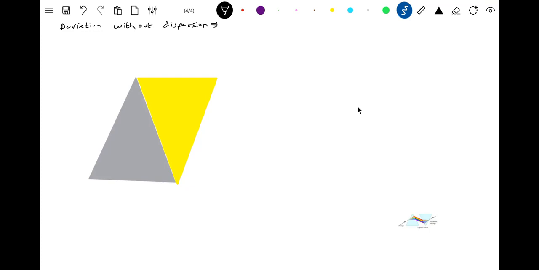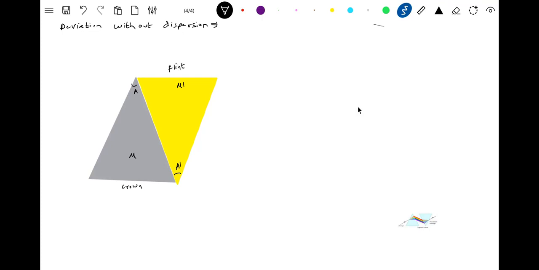What do you mean by deviation without dispersion? So I'll take two different types of prisms. This is A dash. This will be mu dash. So this will be the crown prism. This will be flint, crown glass flint.